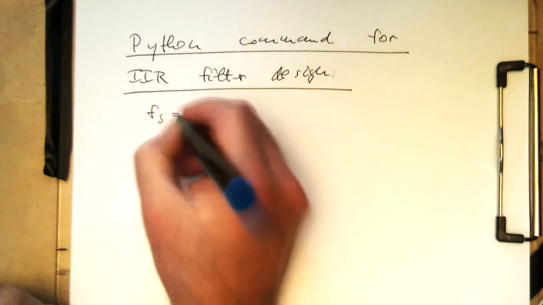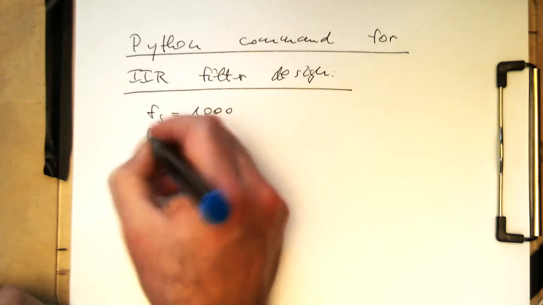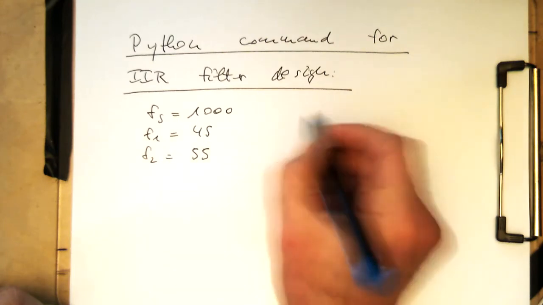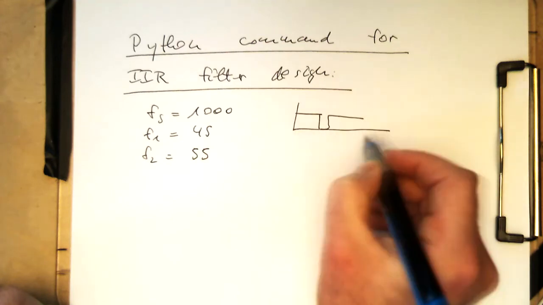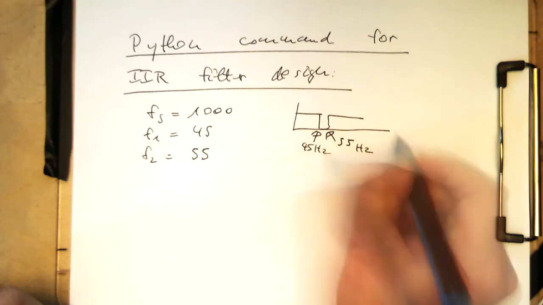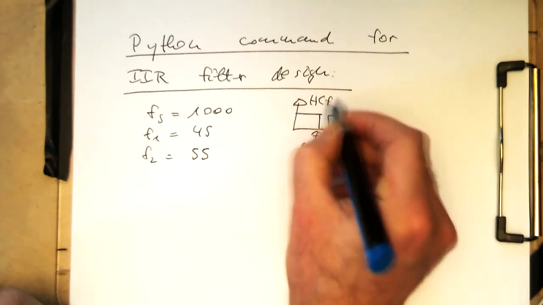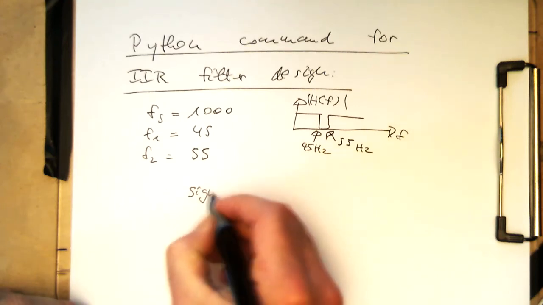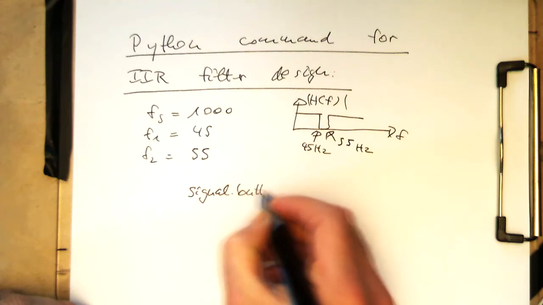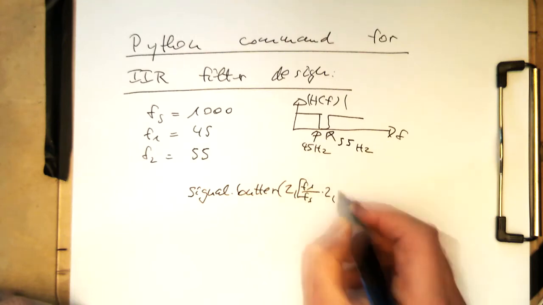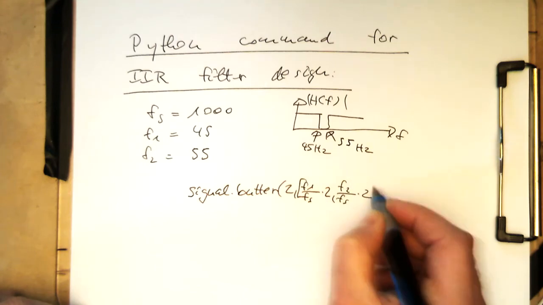So if we have a sampling rate of 1 kilohertz, a frequency f1 of 45 and f2 of 55, so our classical band stop filter for 50 hertz removal, what we've done already a couple of times, 45 to 55 hertz, so that's frequency, that's H of f. And then here we have now the command signal.butter and then 2, square bracket f1 divided by fs multiplied by 2, f2 divided by fs multiplied by 2.